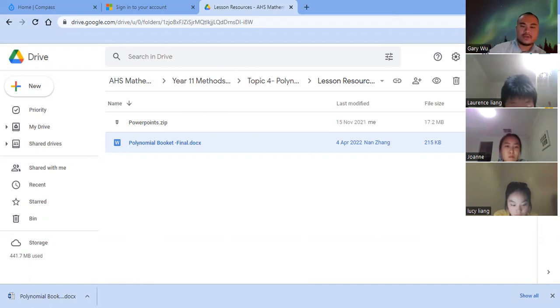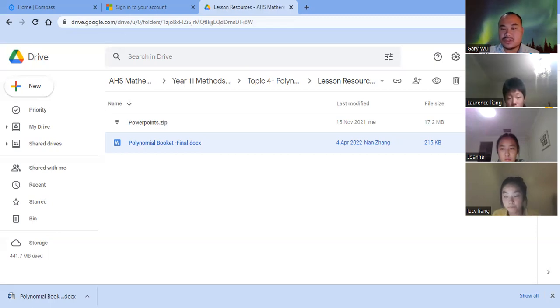Okay, so for quadratics, we have general form, factorized form, and turning point form. So what's the equation for that? The quadratic general form is ax squared plus bx plus c, right? I think we all know that. And then the factorized form is a times (x minus h)(x minus k). And the turning point form is a(x minus h) squared plus k. I think we're all familiar with this, right? For quadratics.